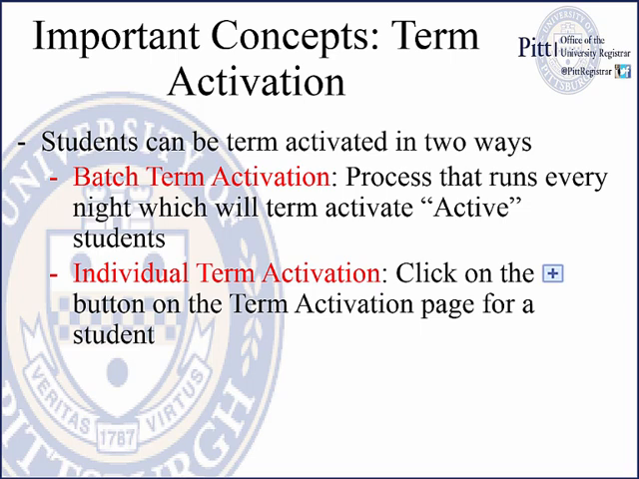Other important concepts include: there are two different ways to term activate a student. There is a batch term activation and an individual term activation process. The batch term activation process is a process that runs every night which will term activate active students. The individual term activation process is one that can be completed by clicking on the plus button on the Term Activation tab for a student. Let me show you how to do this.